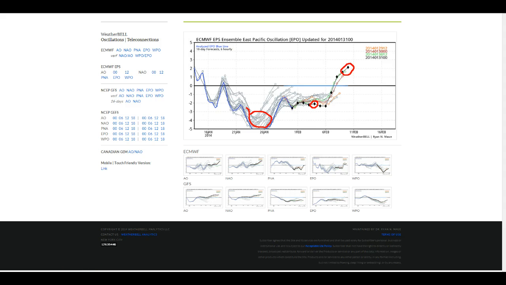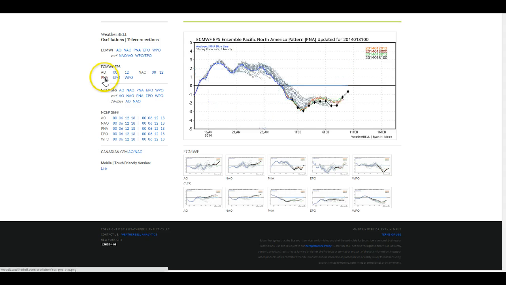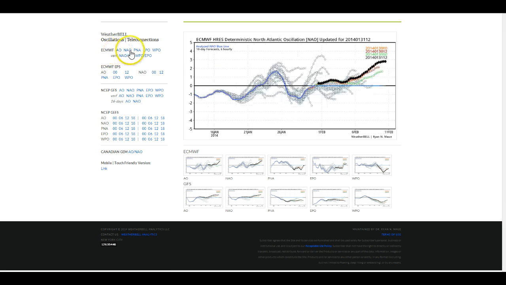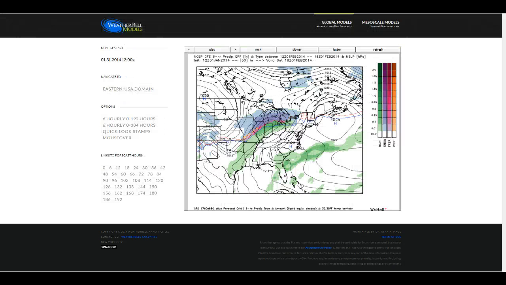But the PNA, when we get what we call, let me go back up here. The NAO especially, see how it's going, see right here how it's hugging the neutral area? When you get the NAO hugging the neutral area, it usually spawns a storm. Okay, it spawns a big storm. Generally not a good sign for the East Coast, and that's exactly what's going on here.